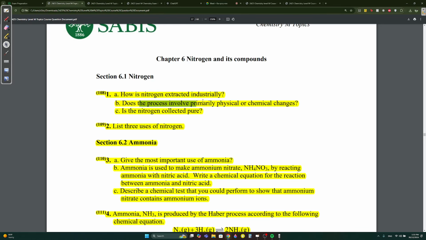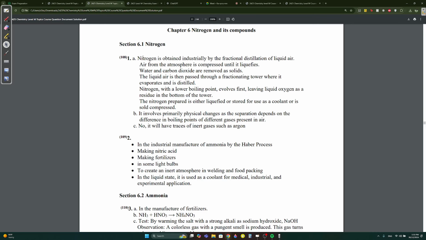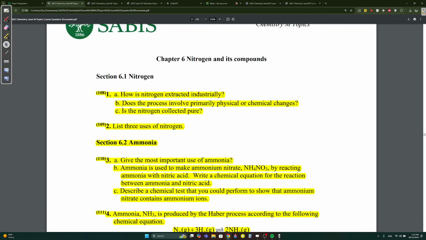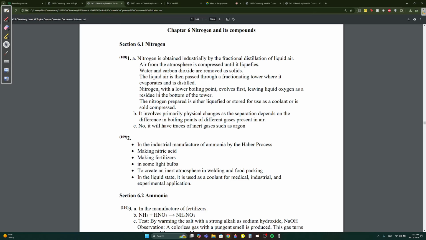Does the process involve primarily physical or chemical changes? Of course, it's physical changes because you're melting, boiling, whatever. Is the nitrogen collected pure? No, it will have impurities. You should know this. These are just things you memorize.